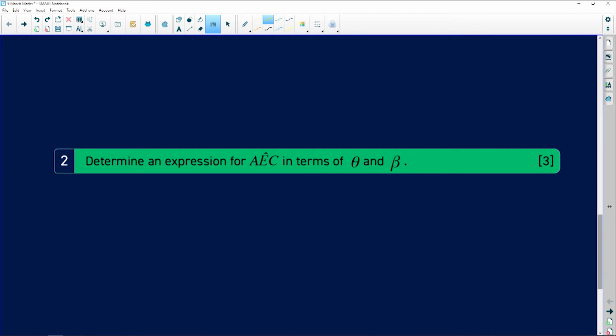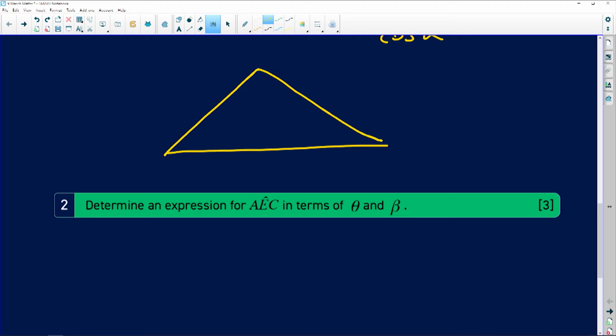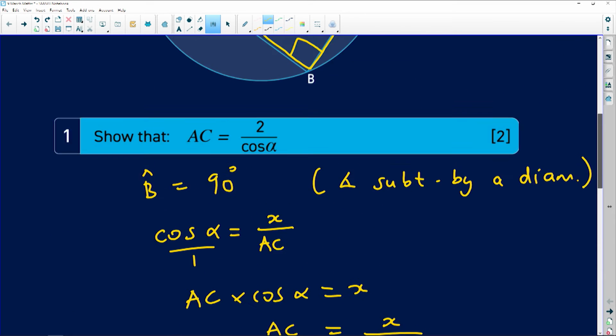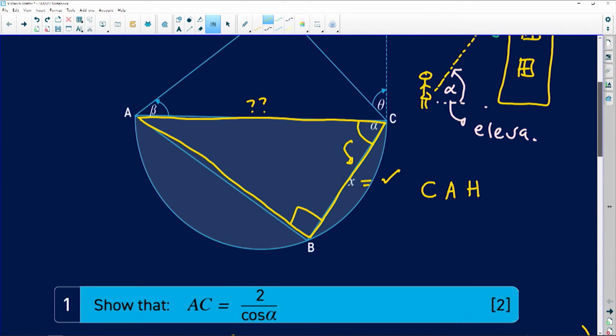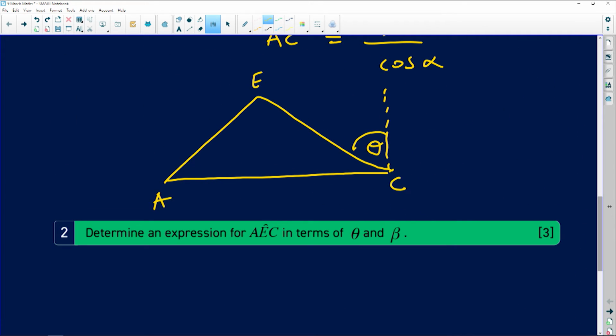We're now required to determine the expression for AEC in terms of theta and beta. Now, AEC, if you remember on the diagram, is the part that looks like that, and this part here was given to us as theta. The top angle here is E, and then we do have A and C, which is the diameter that you're looking at there. So that's A here, and this one is C. We are looking for this angle in terms of theta and beta, because here we know for a fact that we were told that this angle is equal to beta.